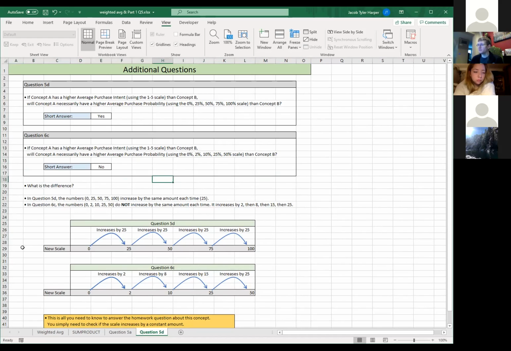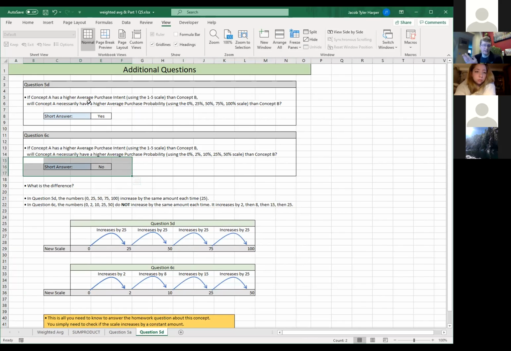Well, the difference is that if we look at these new scales, so like in question 5, the new scale is 0, 25, 50, 75, 100, as opposed to the original scale, 1, 2, 3, 4, 5. Well, in this new scale, notice it's going up by 25 each time. This nice consistency is what is causing whatever had the highest average before to have the higher average after we switch it to this new scale. On the other hand, in question 6, it goes up by 2, then it goes up by 8, then it goes up by 15. We lose this consistency, and that's why the answer is no in that case.